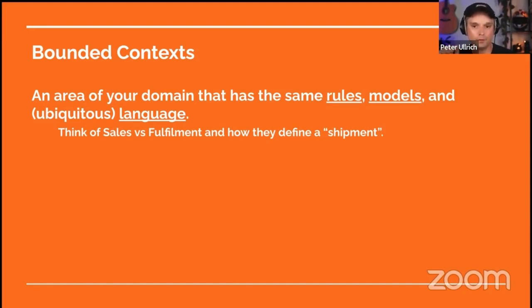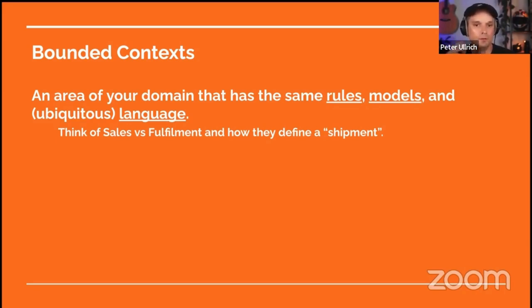Fulfillment thinks completely differently about a shipment. They worry much more about the size, the weight, how many packages, where it needs to go from A to B, what's the address, the most efficient way between these two spots. So they think completely differently about the same thing. That is also about language. If you ask the sales department how they define a shipment, it's something that we sell, and for fulfillment, it's something that we deliver. So they use different languages for these things. Maybe fulfillment calls it a delivery, and sales calls it a purchase, an order, for example. They mean the same thing, but they have different words for it. So that's something you should really look out for.